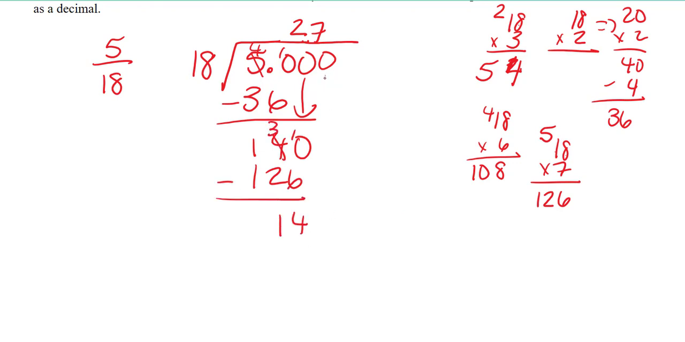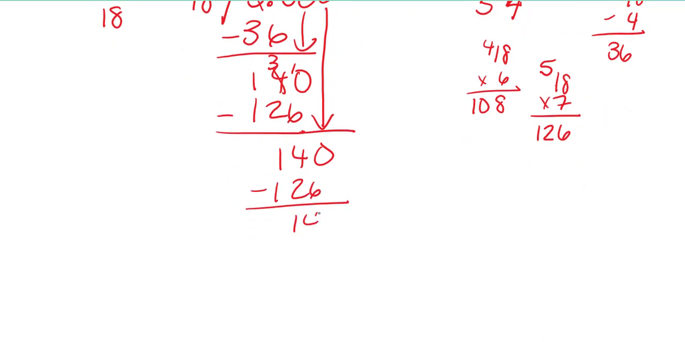We got 14, so that's good, because it's less than 18, so we know we did it right. So now we have 140. And now, this goes in 140, so this would be a 7. 18 times 7 is 126. So notice how we're going to keep going. We just keep getting 14.